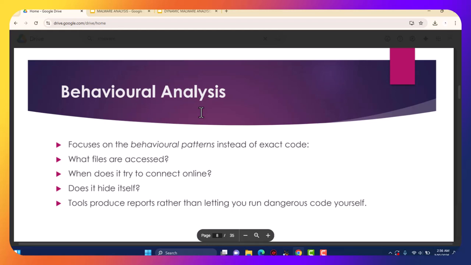So behavioral analysis focuses on the behavioral pattern instead of the code. It focuses on what is being accessed and how the malware connects to what online. It actually looks at the behavior, not the physical appearance, not the code, not even the file itself. It is looking at what the file is actually doing. Do you get the difference between static, dynamic, and behavioral analysis? Do we get it? Yes or no? Okay.